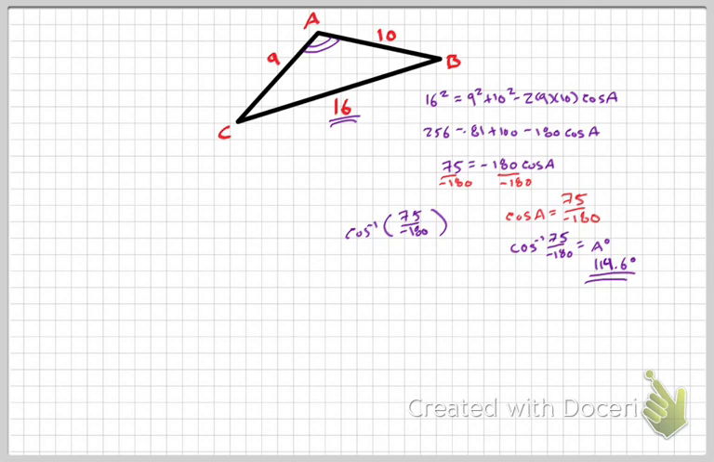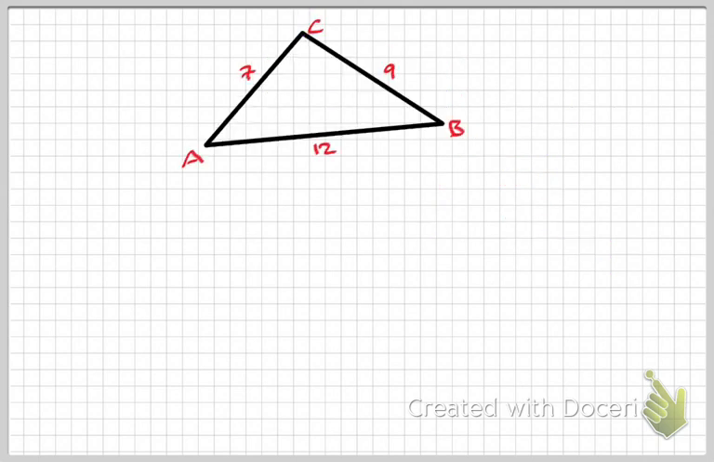Got time for one more. This video is getting kind of long, and then I'll make the video for how I do this in the calculator. Okay. So now let's look at this one. Let's go ahead and solve for angle C. Okay. So that means we're starting with our 12. 12 squared equals 7 squared plus 9 squared minus 2 times 7 times 9 times the cosine of C.